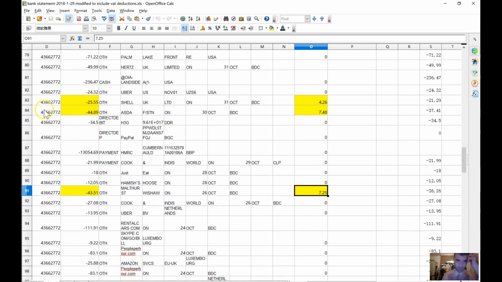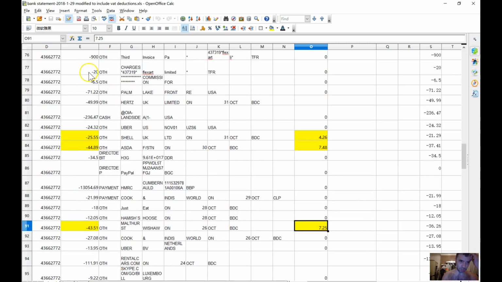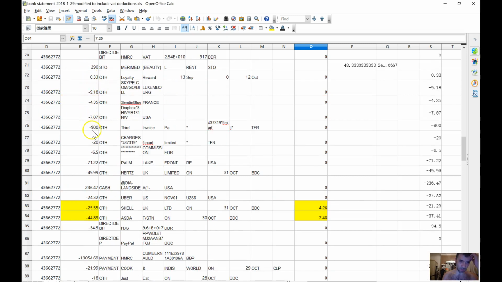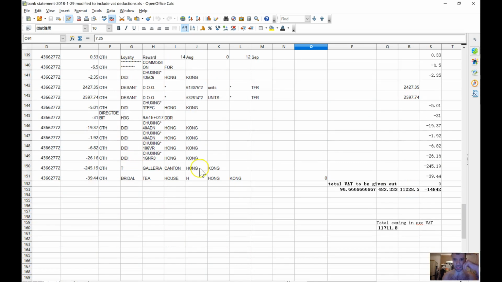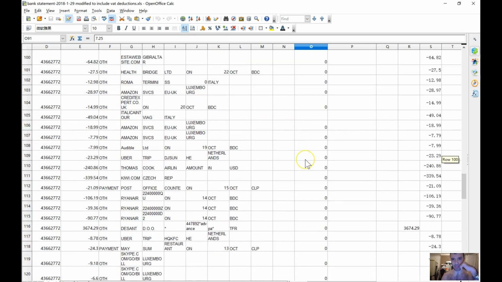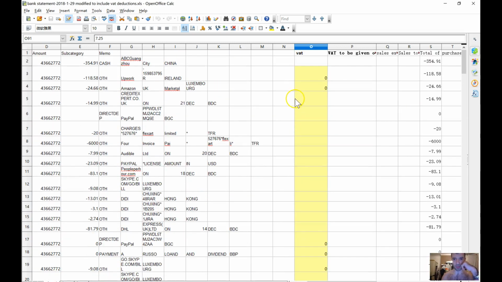This is all manually done because not all transactions have got VAT when we make purchases. Some of them have them, some of them don't. So this is done manually by looking at the receipts, which I'm going to actually send. So this is a manual column that's been added. And then what is this? VAT to be given out.